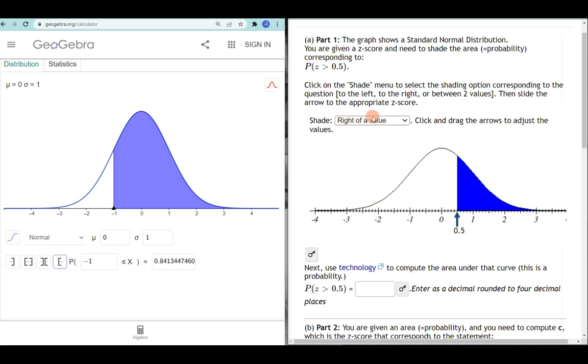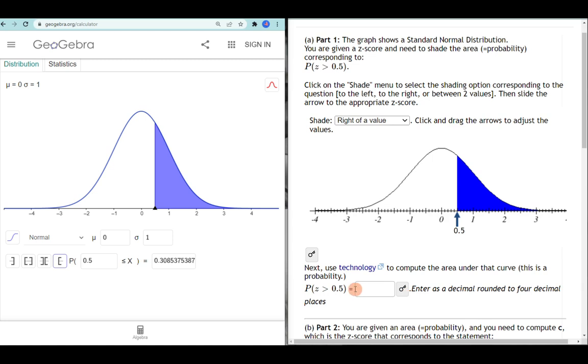Alright, I should then select my correct shading. I want it to be to the right of the value. And then to get my computation, I'm just going to click in this box here between the P and the parentheses. This is the box for the z-score, and I'm going to type in my given z-score, 0.5. The probability that the z-score is larger than 0.5 is the same as the probability that 0.5 is smaller than my z-score.